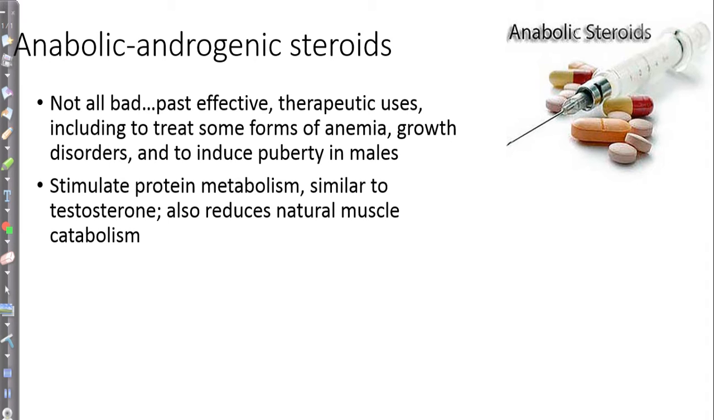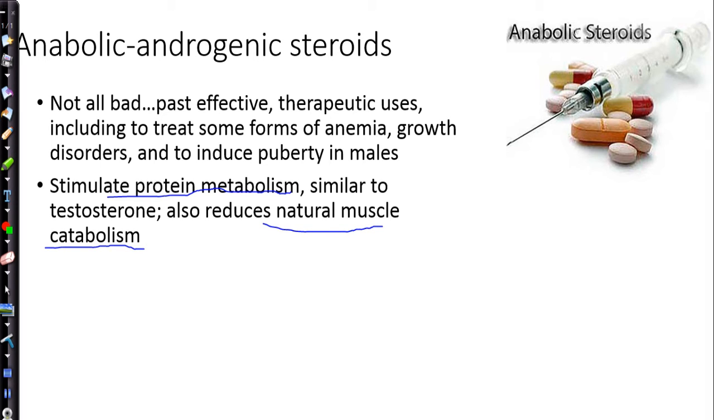How do they work? They stimulate protein metabolism, and they do work similar to testosterone. Why you see the term up there, anabolic and androgenic. Androgenic ones are those that really do mimic more of the male sex differentiation that we associate with males. Anabolic steroids by themselves can be reformulated so they don't have quite as many secondary sex characteristic effects. But what they do in general are these two things. They're going to help stimulate protein metabolism, that is making more protein, and they also reduce natural muscle catabolism.